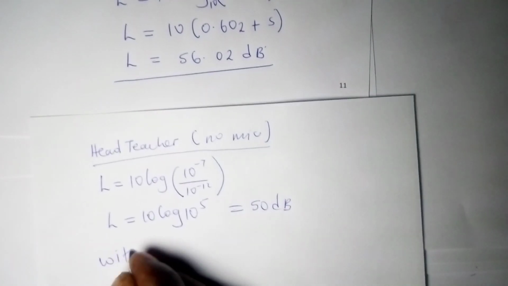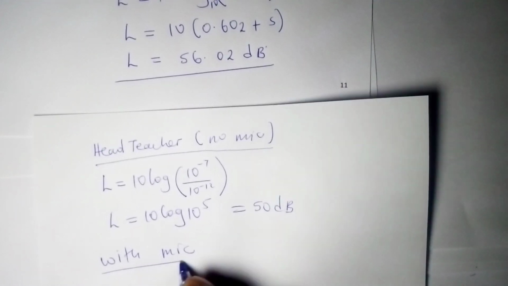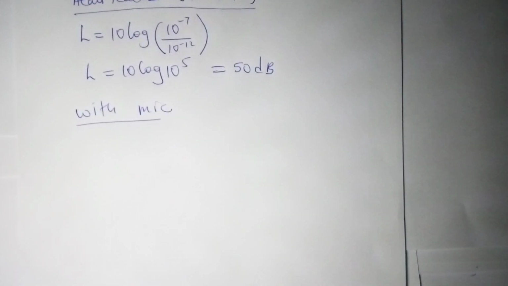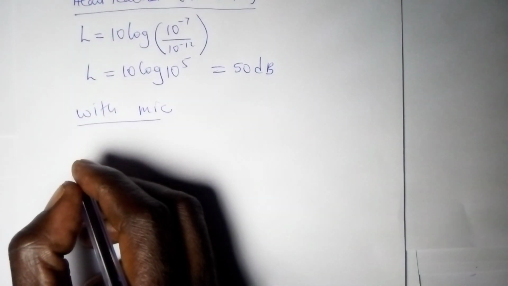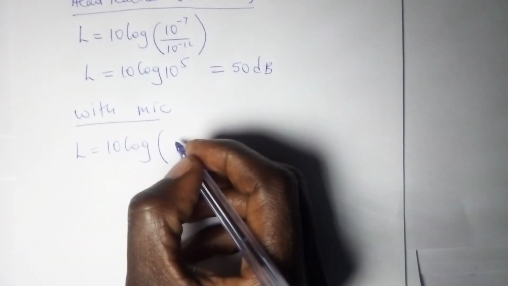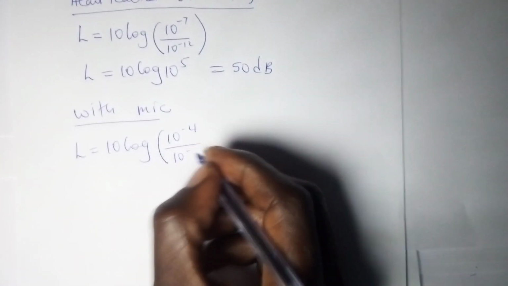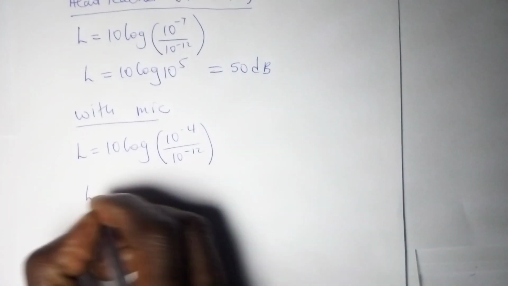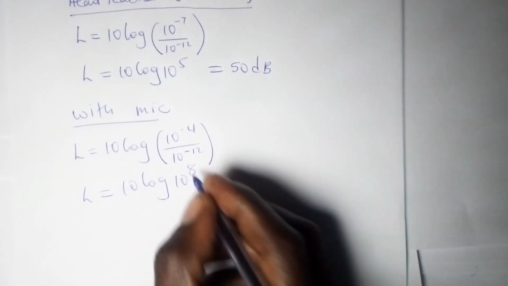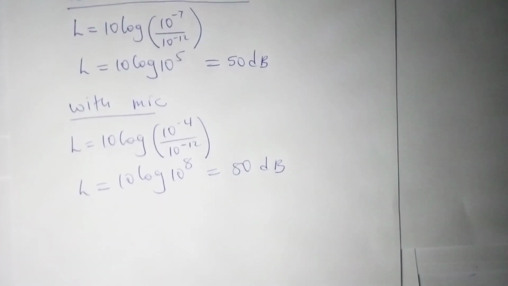So with the mic, just look at the teacher with the mic. If you want to copy the notes, please pause the video and copy the notes. With the mic, we shall have L equals 10 log of 10 power -4 over 10 power -12. Log equals this, so it will push us to 10 power 8, giving us 80 decibels.